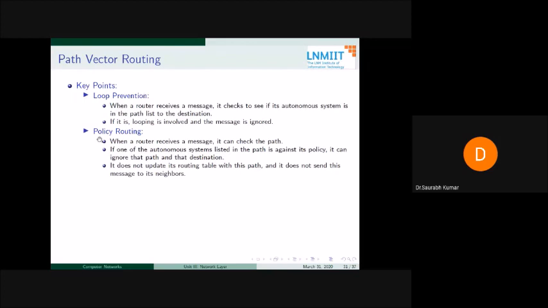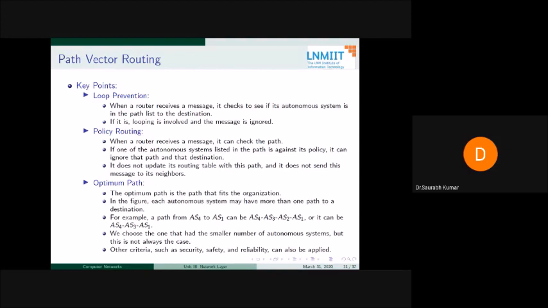Second is called policy routing. When a router receives a message, it can check the path also. If one of the autonomous systems listed in the path is against its policy, it can ignore that path. There are certain policies. We have different autonomous systems, and they have different policies of operation. Every time an autonomous system wants to communicate with another autonomous system, they must be somewhere, not fully, but somewhat inclined towards homogeneity of operation. So it becomes very easy. If there is homogeneity in terms of policy, I will do that. Otherwise, I will ignore that particular path.